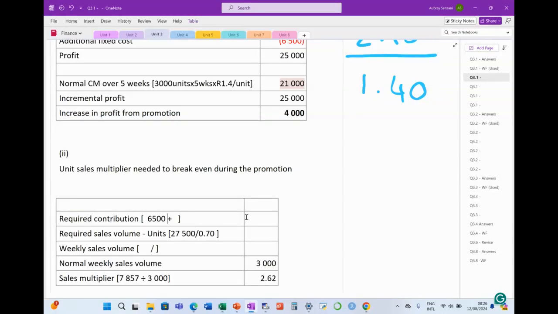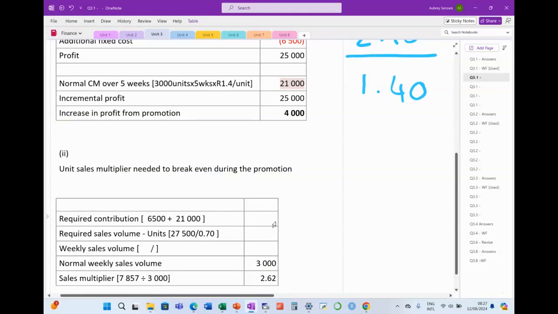Well, it's a bit ambiguous. They should have actually said, should we not have made a profit less than the normal scenario? That would have made it more clear. Because break even, immediately your mind is going to go to not make a loss, not make a profit. Does it make sense? But yeah, that's what they're referring to. So here you can see, if you add 21,000, it's going to give you the 27,500.